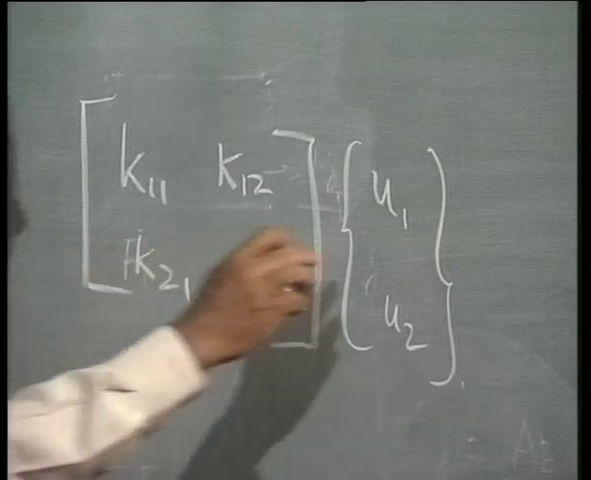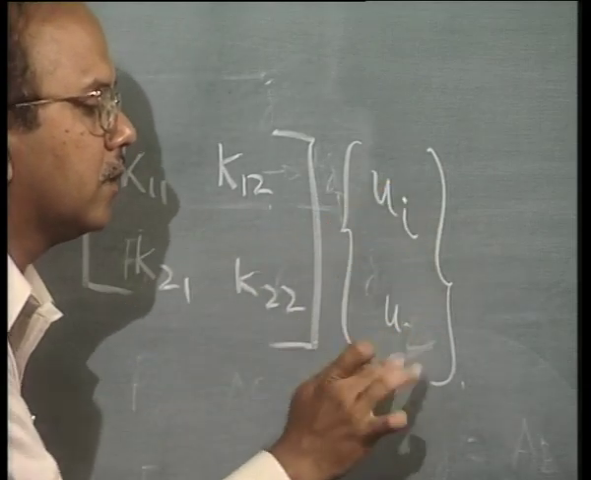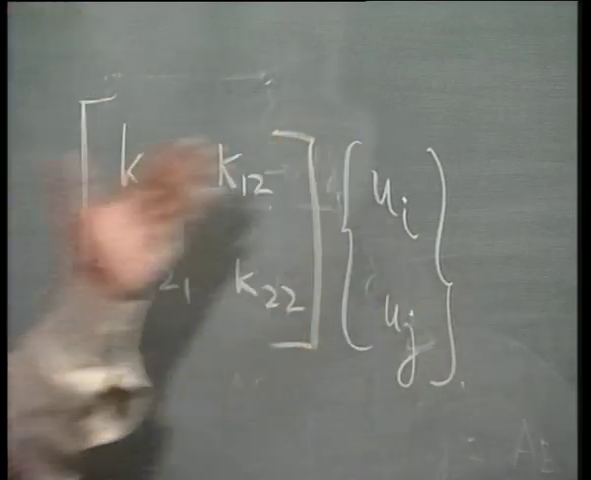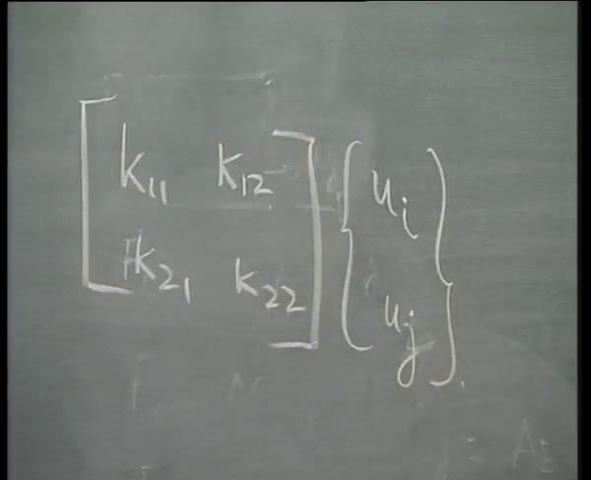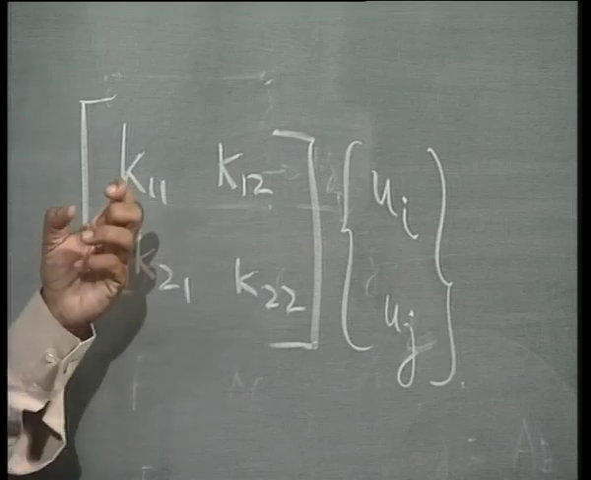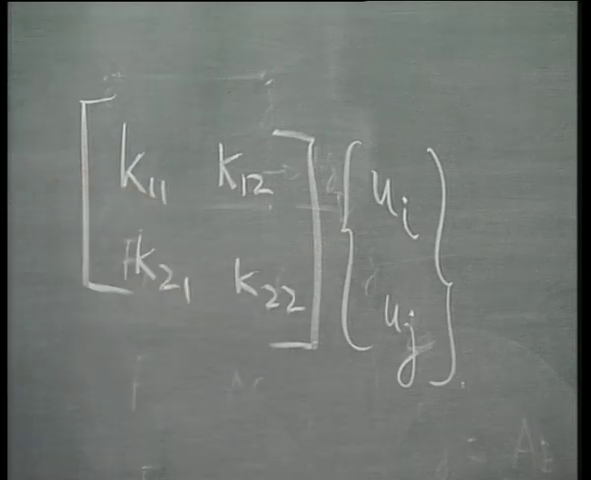If you want, you can keep this as i and j itself, so that if you are getting confused, you can keep it as i and j. Now, in other words, my question is, what does K11 indicate? What is the physical meaning of K11? What does K12 indicate, and so on? Because here I said K indicates just force per unit displacement.